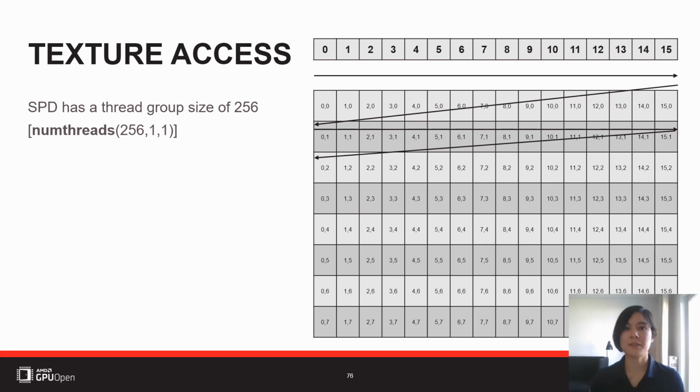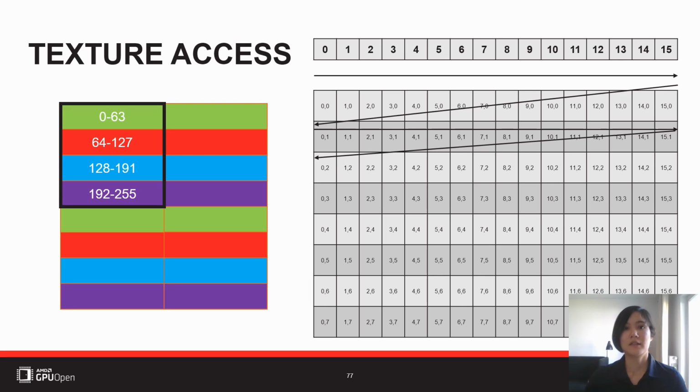So in case of SBT, we have a thread group size of actually 256 by 1, so it's in 1D, but we can easily remap them in 2D. So this would be a 16 by 16, and then we still have this row major pattern. So now we can use this pattern to load the texture. So it's 16 by 16, the threads.